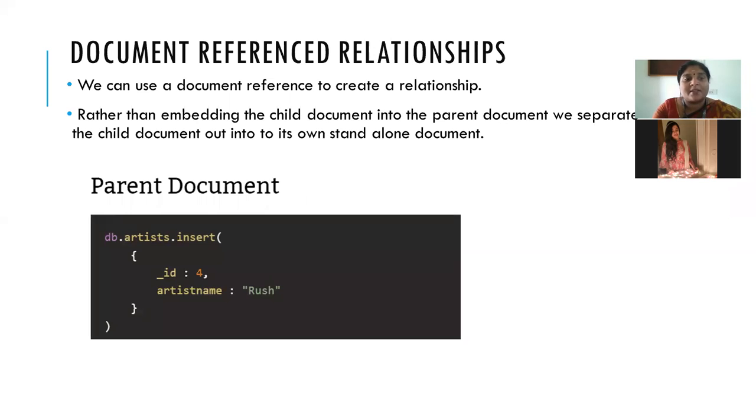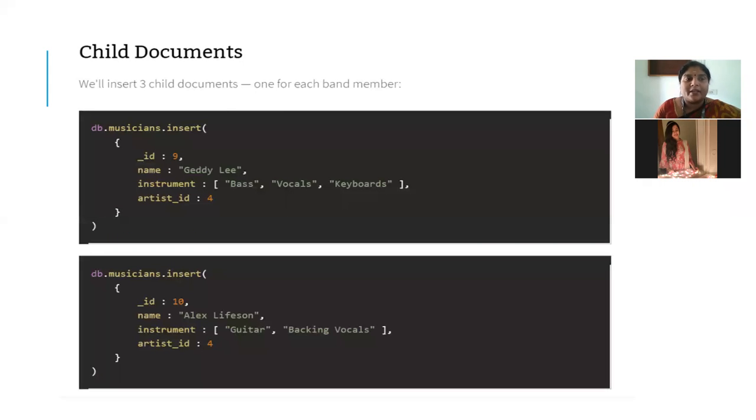So how I can do this is, taking the same artist example, the first parent document: db.artist.insert, artist ID is 4, artist name is Rush. Okay, this is the parent document. I have just separated it. Next, coming to the child document, I will insert the child documents separately. So I'm taking musician as one more collection. Each artist will have multiple musicians, right? So what I'm doing is db.musician.insert. I'm inserting the first set of musician, next the second set of musician.